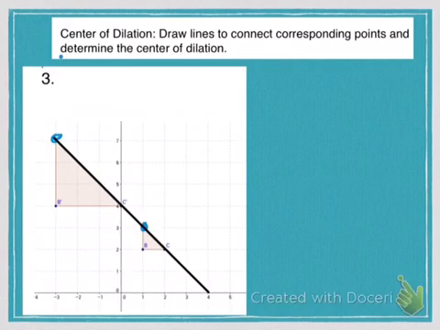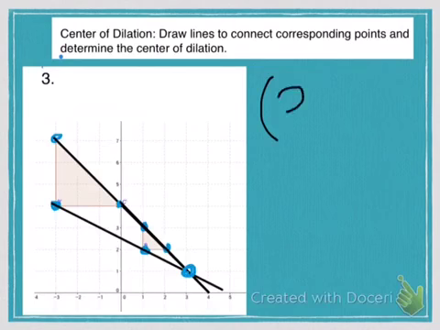Same thing with the next corresponding point. I want to connect B in my pre-image and in my image. Draw a line and connect the points. And then finally, my C point in my pre-image and my C prime in my image and connect the points. And so my center of dilation is always going to be the point where all the lines meet. Therefore, my center of dilation will have to be at 3, 1.